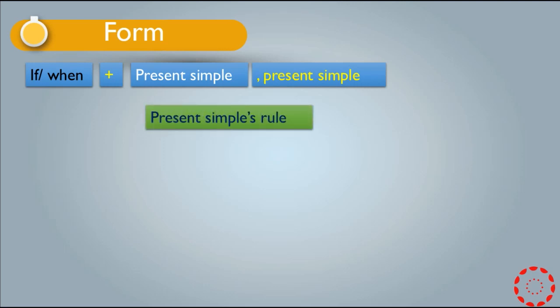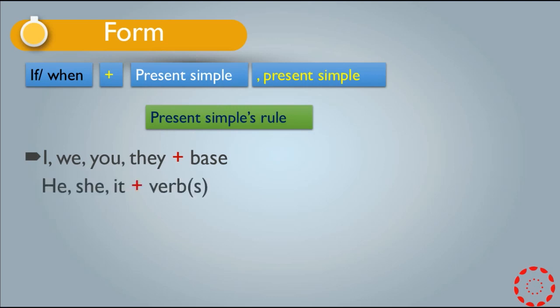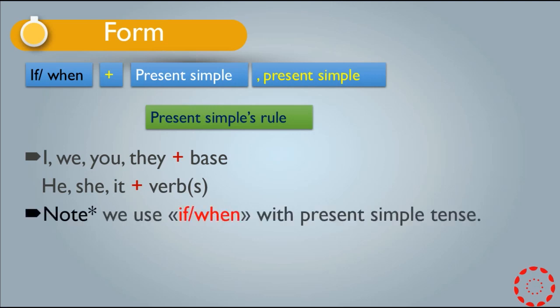Present simple's rules: it is I, we, you, they plus base, and he, she, it plus verb s. So if our subject is I, we, you, they, the verb should be base, without ed, s, es, ing, or past form. Also, if our subject is he, she, it, or a name, or the third person singular, the verb has to take s. So it's different from the other one, I, we, you, they. Note: we use if or when with present simple tense, as I mentioned above.